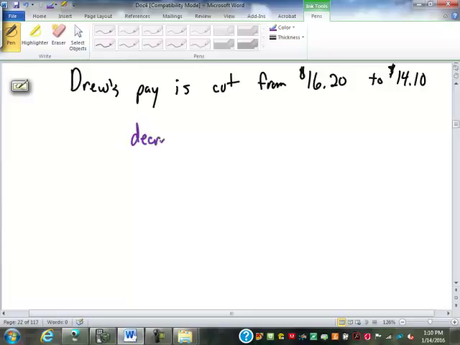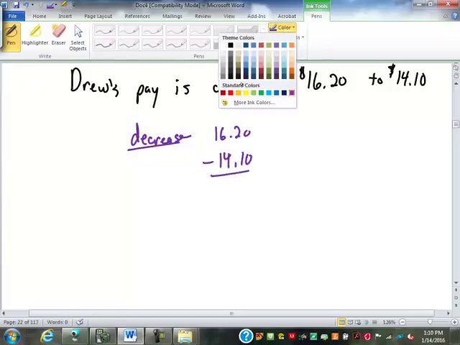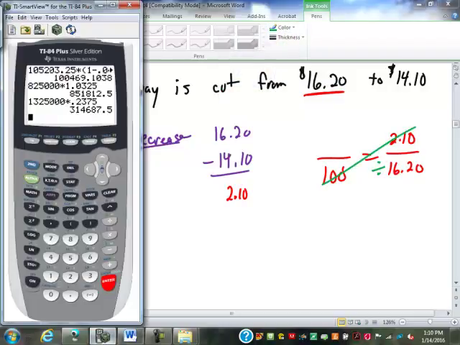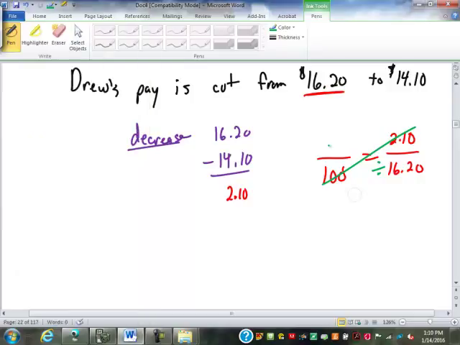First, we define the amount of the decrease. How do we do that? Subtract 16.20 minus 14.10, which gives us what? 2.10. What do we do with that? It's over the original amount, which is the 16.20. So we'll cross multiply and divide there. 100 times 2.10 divided by 16.20. 12.96%.